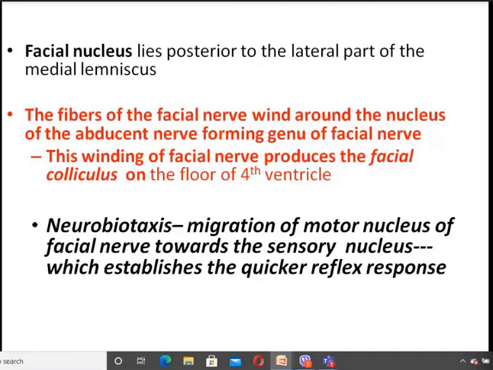In the interior of the pons, this is very, very important for MCQ, SAQ as well as gross. And one important terminology is neurobiotaxis. What is the meaning of it? It is the migration of the motor nucleus of the facial nerve towards the sensory nucleus, which establishes a quicker reflex response. That is why it goes and winds around the abducens nerve nuclei, because of the process of neurobiotaxis. So that is the migration of the motor nucleus of the facial nerve towards the sensory nucleus to provide a quicker reflex response.